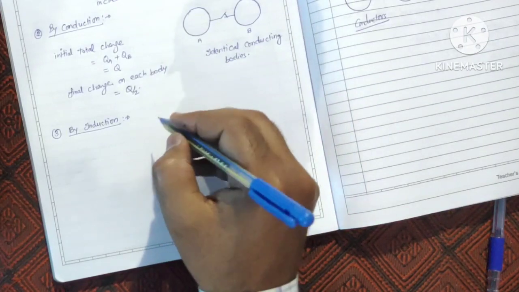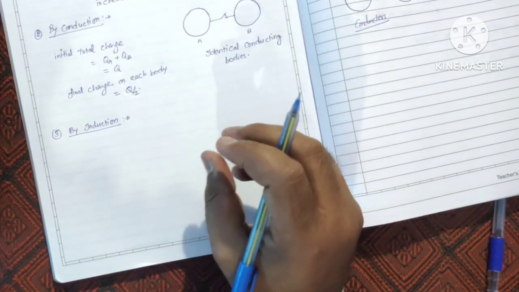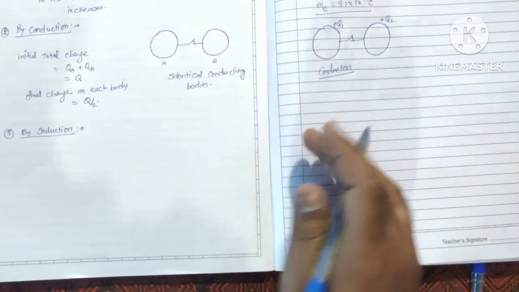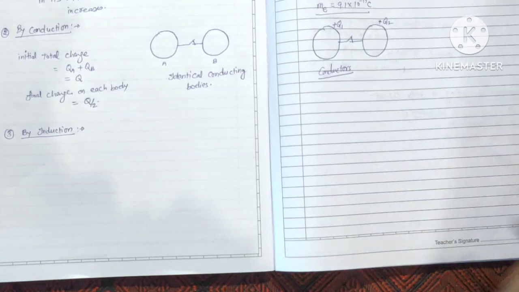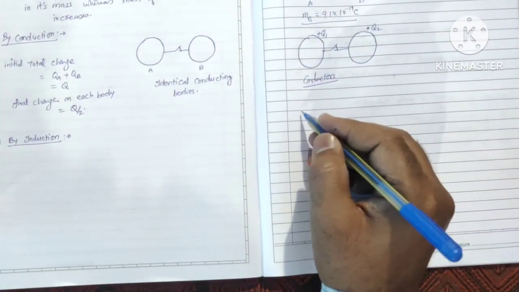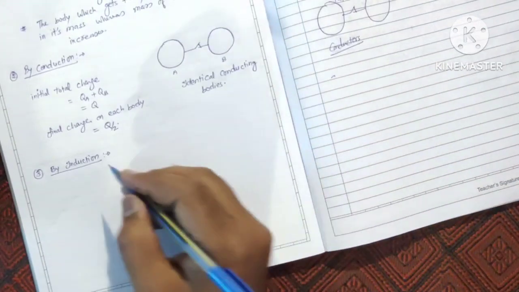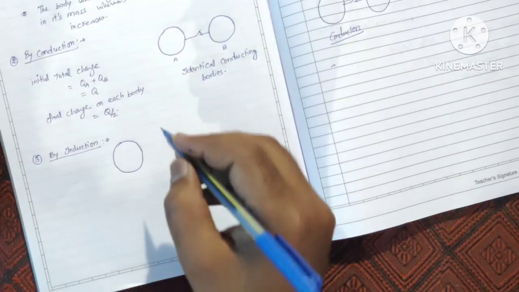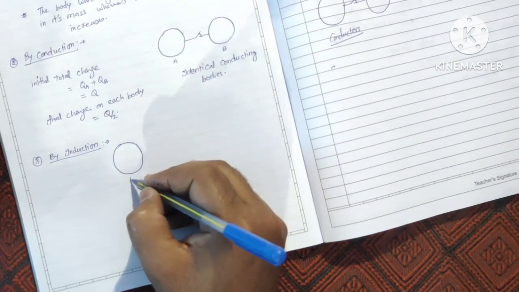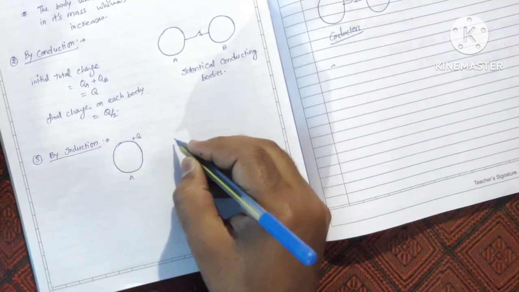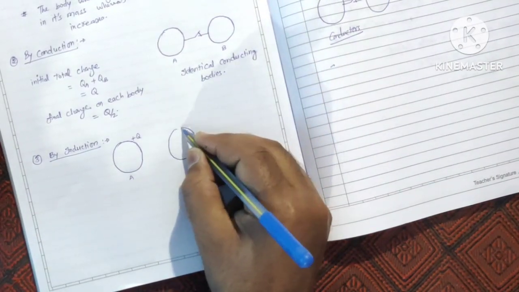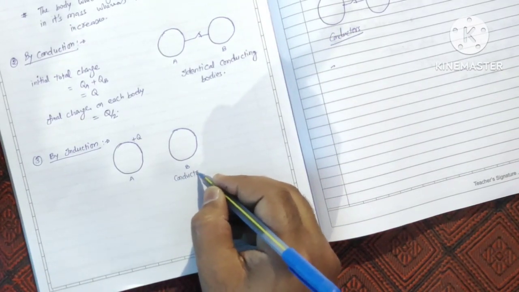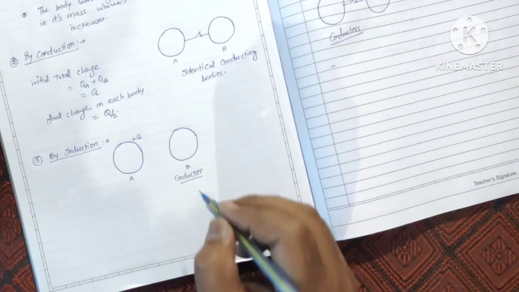Now here also we are supposed to consider conducting bodies which we want to get charged. Suppose we are having one body A which is already charged, and another body, suppose electrically neutral, body B, but this is a conductor. This is only and only for conductors that we are discussing.